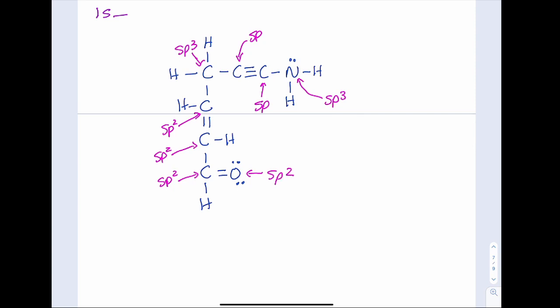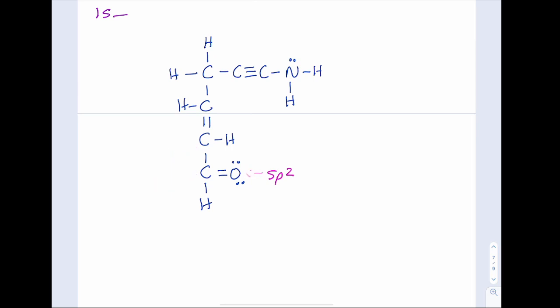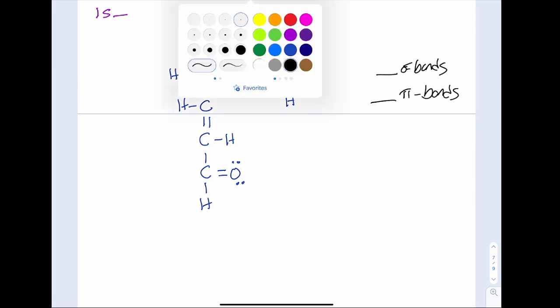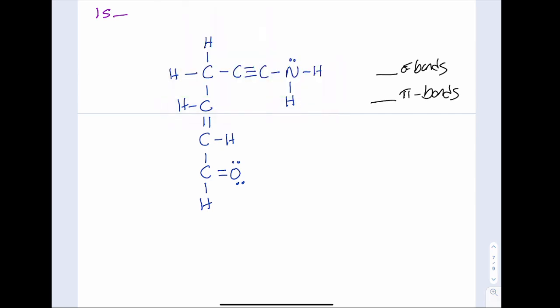I am going to erase all the work that we just did. I just want it to be a clearer picture when we mark it up for our number of pi and sigma bonds. So our question is, how many sigma bonds do we have? And then how many pi bonds do we have? So we want to remember that single bonds are sigma bonds. A double bond is 1 sigma, 1 pi, and then a triple is going to be 1 sigma and 2 pi. So I'm going to cross stuff off as we count them.